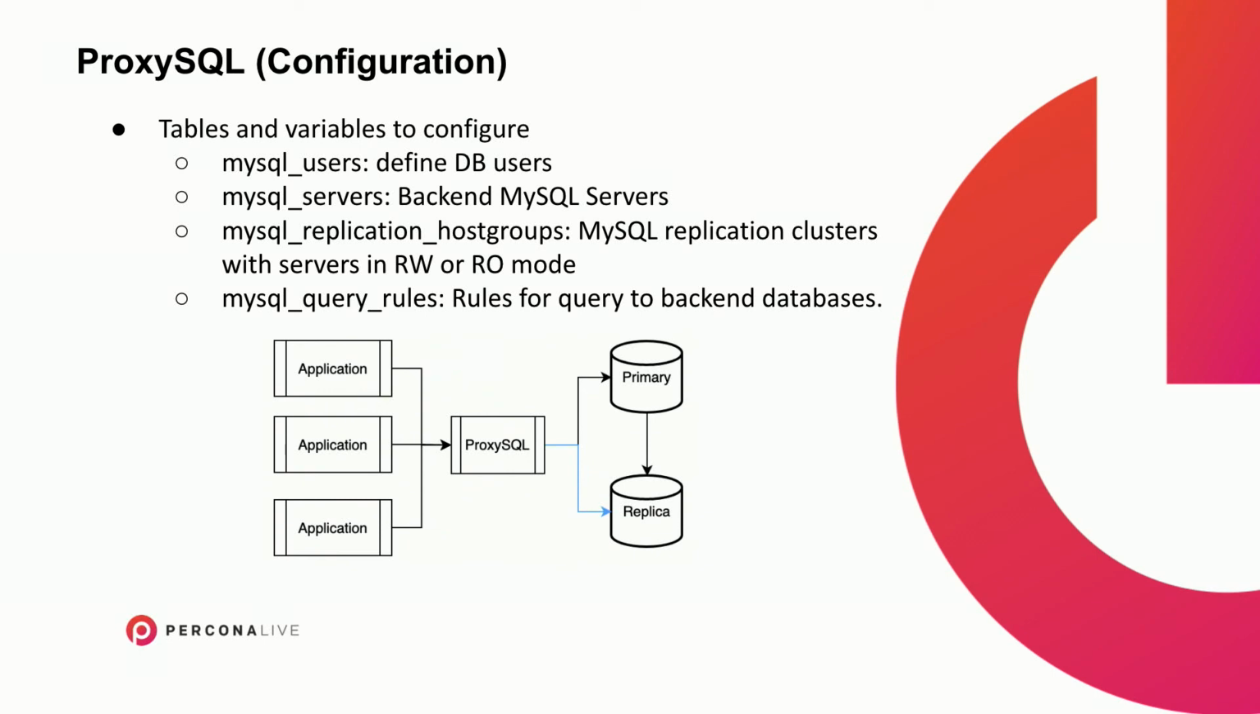MySQL users will have the DB users defined in it, and MySQL servers will have the backend servers defined. MySQL replication hostgroups is the main table that will define the host groups, as well as the check type to move servers into the respective host groups. And MySQL query rules will be there. We can write query rules to point to a specific database.